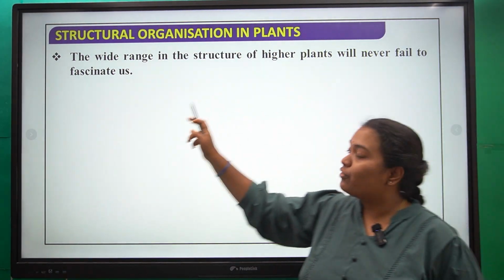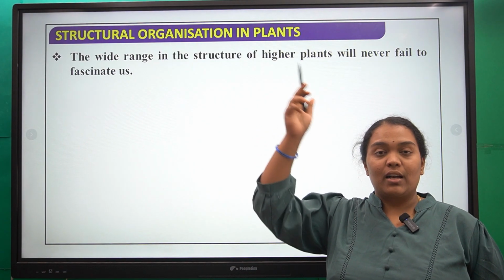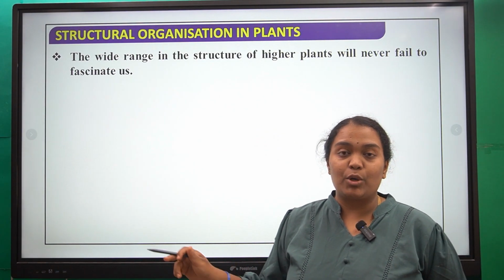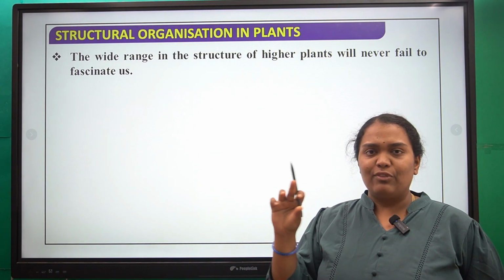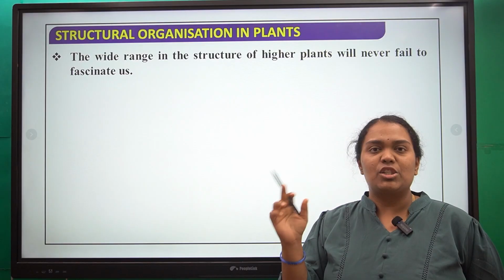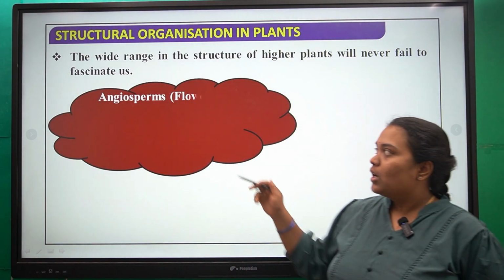And the wide range in the structure, so the differences in the outlook of the plants of higher plants will never fail to fascinate us. Why? Because you have seen a tall plant, you may have seen a pumpkin which has a twiner. In the same way, you may have seen a pine tree. So different plants with different types of seed structure and fruit structure are available on this earth.